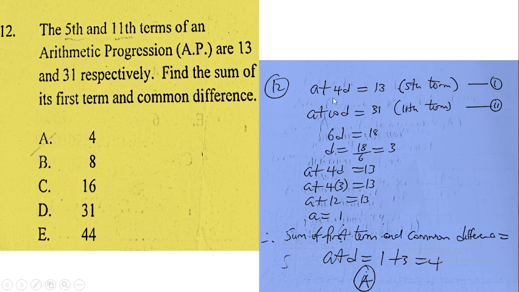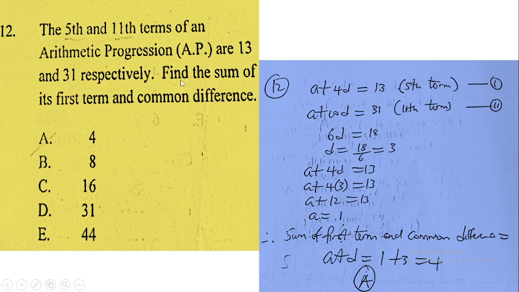So if you put this into equation 1, we have a plus 4d equals 13. Then you can replace your d here with 3. That means you have 4 times 3, that will be 12. Then we collect like terms here, you have a is equal to 13 minus 12, and that will give us 1. So the common difference is 3, the first term is 1.